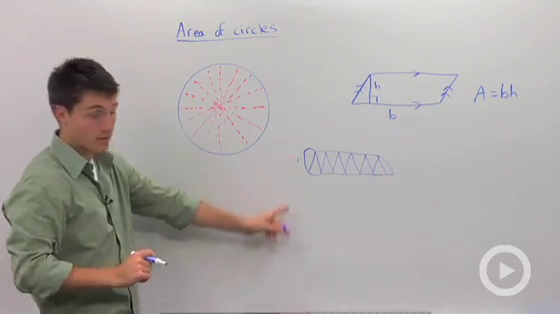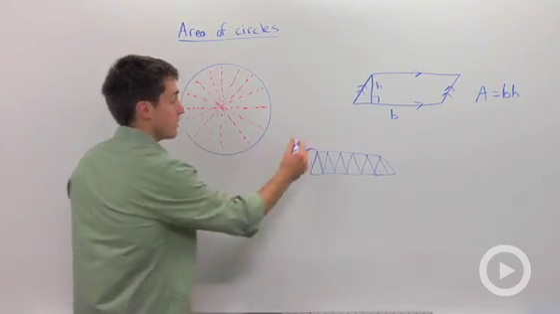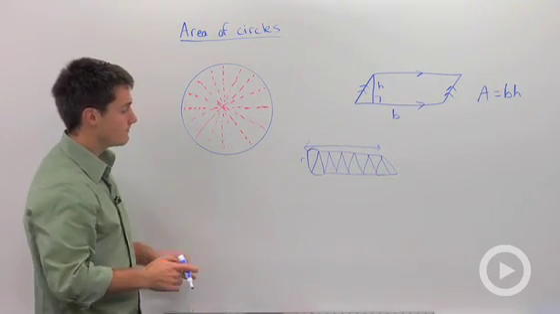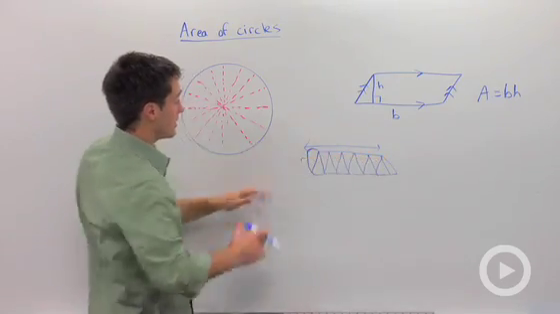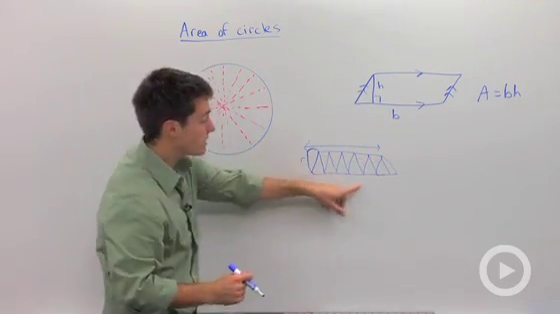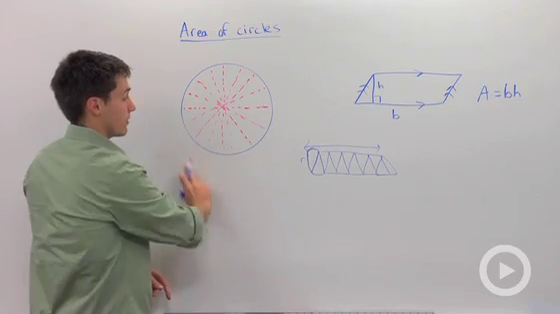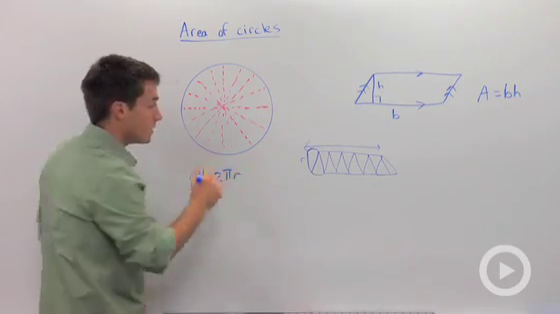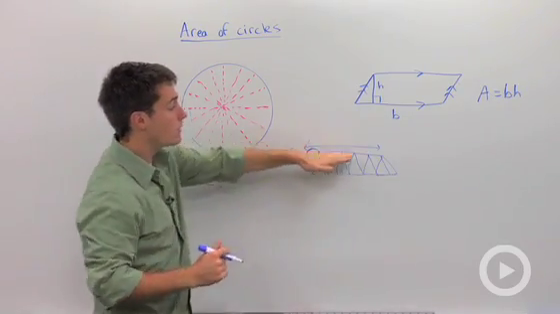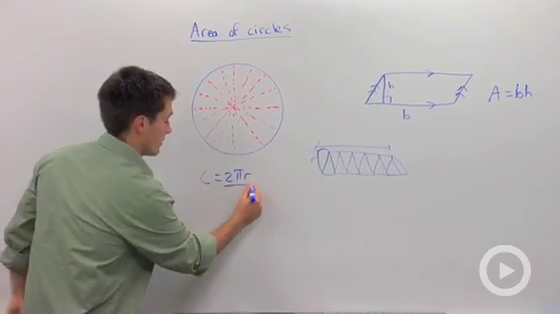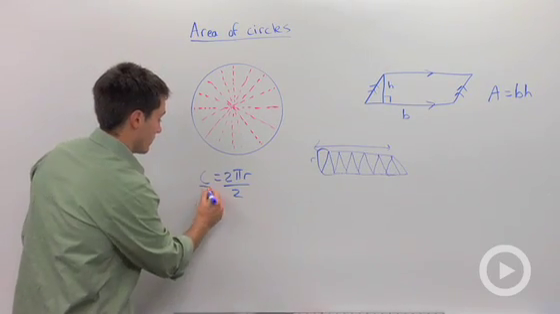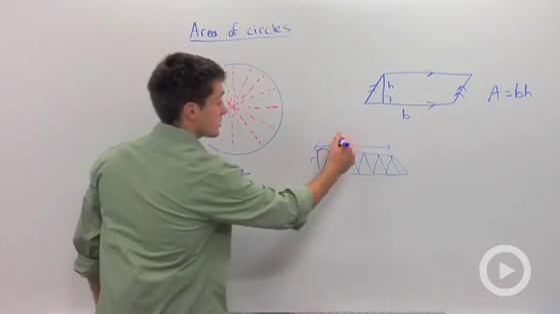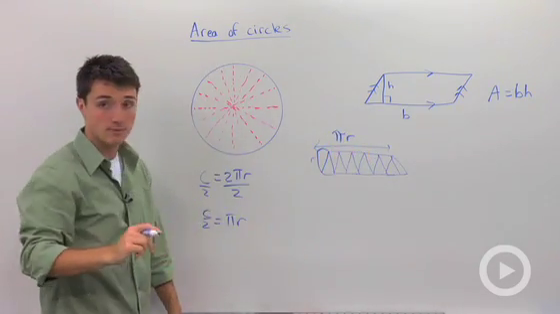So I said that my height here is going to be r, and I need to find out what my corresponding base is. Well, if I look at this, this outside is part of my circle, and this outside right here is also the other part of the circle. So if the whole circumference is equal to 2 pi r, then one of these bases is going to be half of this. If I divide this by 2, then half of my circumference is just pi times r. So this distance right here is pi times my radius.